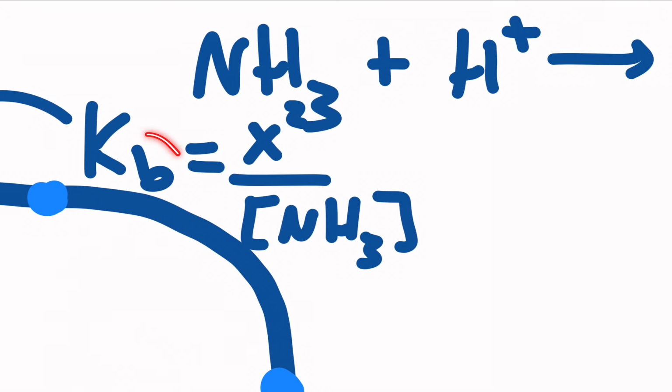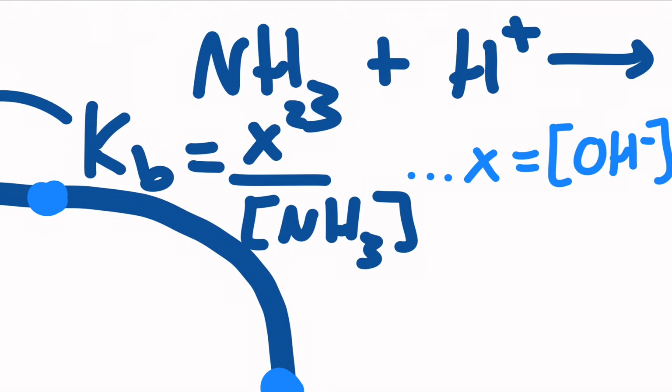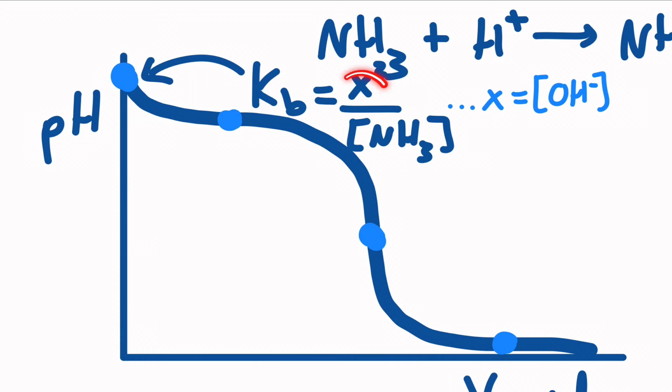This is a Kb value, so that means my x is equal to a hydroxide concentration as opposed to an H+. I just have to keep track of that. I can always use this expression, K equals x squared over the molarity, but I have to pay attention. Is it a Kb, and x is hydroxide, or is it a Ka, in which case x is an H+?